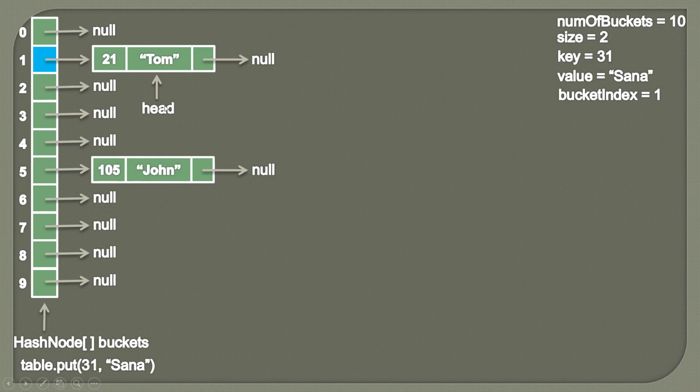So what we do is we start from the head, we compare its key with the key which we want to insert, and if that key is already present, then we simply update its value. We don't add a key value pair in this hash table, we simply update the value. So that case we will see later, but now here you can see head.key is 21 and the key which we want to insert is 31. So therefore they are not equal.